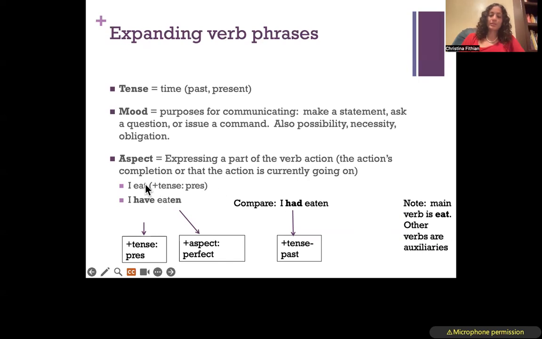So here, in all instances, the main verb is eat. All other verbs that you see here, have and had, these are all auxiliary verbs. And in particular, these two verbs, have and had, are just versions of auxiliary have.